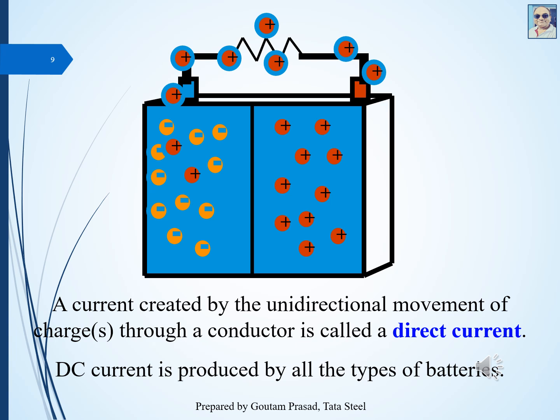A current created by the unidirectional movement of the charges through the conductor is called direct current. If there is no variation in the current, that means if the current is uniform and constant in magnitude and flowing constantly in one direction, this is called a DC current. And batteries produce DC currents.